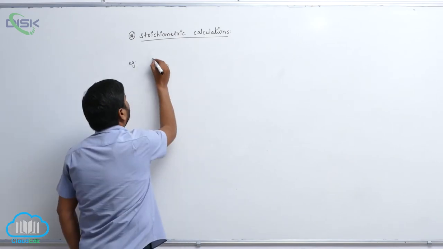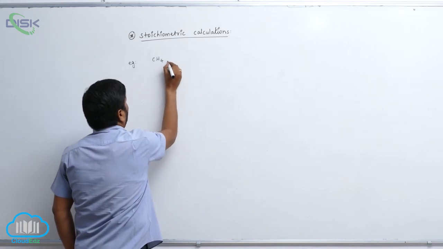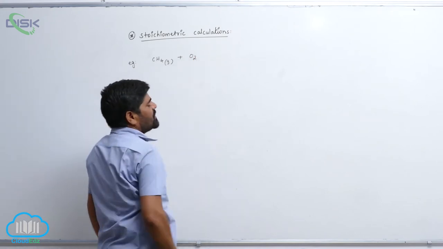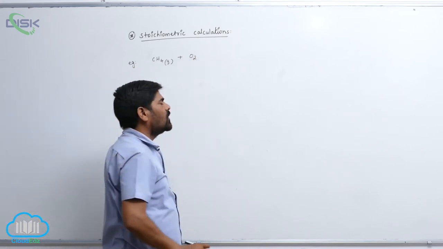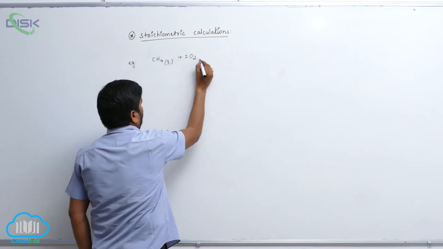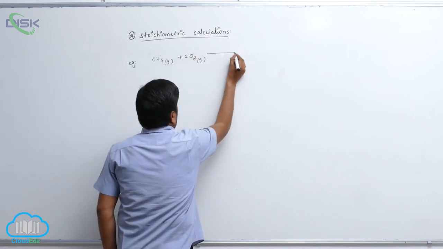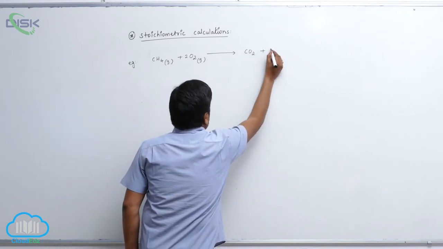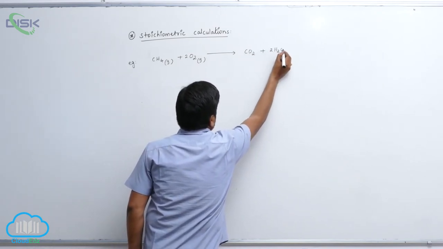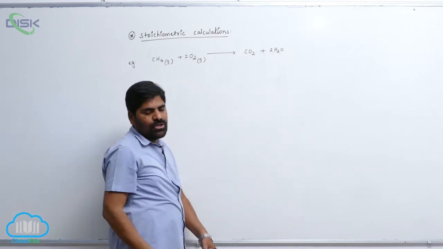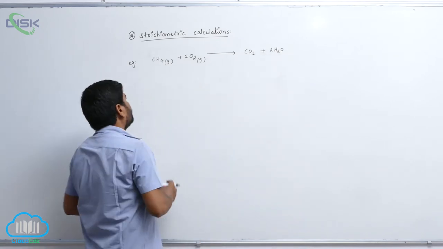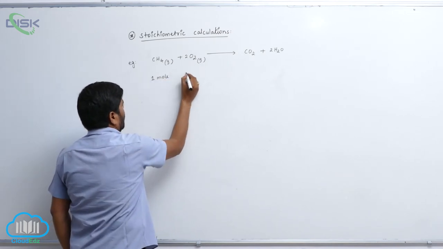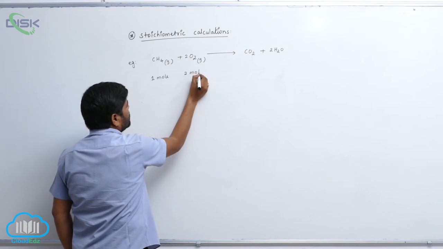For example, CH4 gas combustion in the presence of oxygen. It takes 2 moles of oxygen, then it converts into carbon dioxide plus 2 moles of which one? H2O. How many moles? 2 moles of H2O. Here this is 1 mole. It is also how many moles? 2 moles of O2.